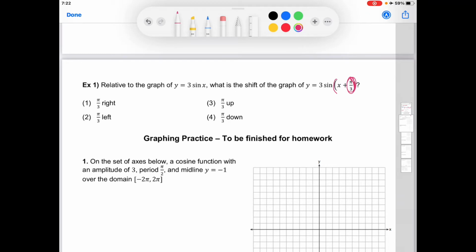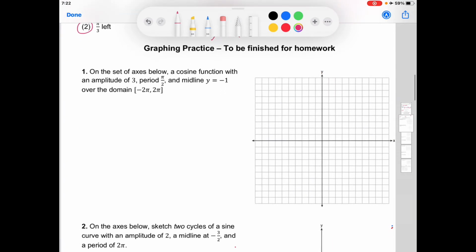Now I need to decide whether it's up, down, right, or left. Since x is altered, it has to be either right or left. It cannot be up or down. So we have choices 1 and 2 left, and since it's plus, it's always the opposite. Horizontal shift is opposite, so it's choice 2.